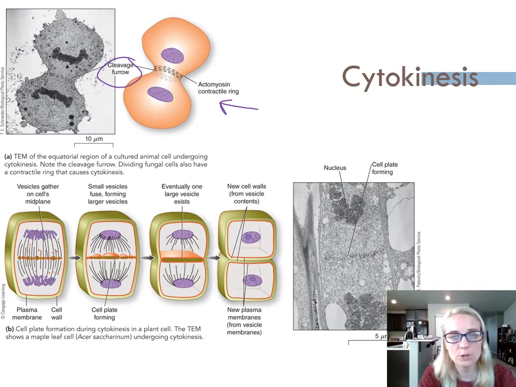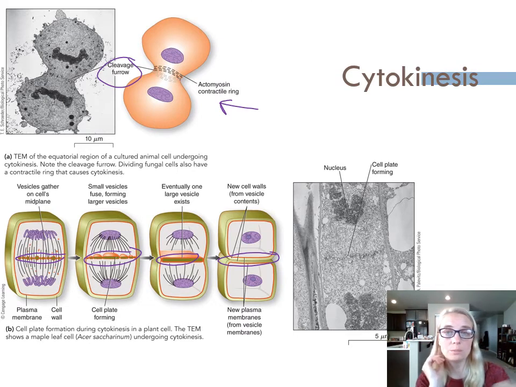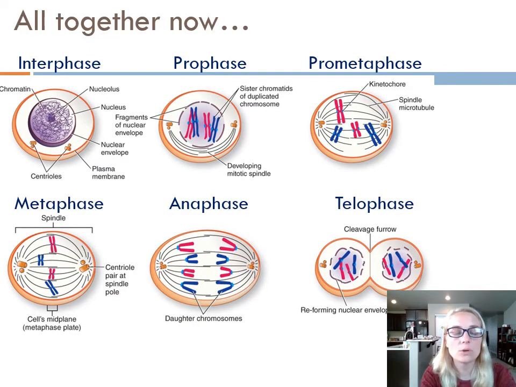If you're a plant cell, you have a rigid cell wall. You can't pinch in half. So what you actually start producing is a cell plate, which will eventually become the brand new cell wall in between the two daughter cells. And here we can start seeing that cell plate starting to form between the newly divided nuclei of that plant cell. So in an animal cell, cytokinesis is visualized by the cleavage furrow. In plant cells, cytokinesis is visualized by the forming of this new cell plate, which will eventually become the cell wall.